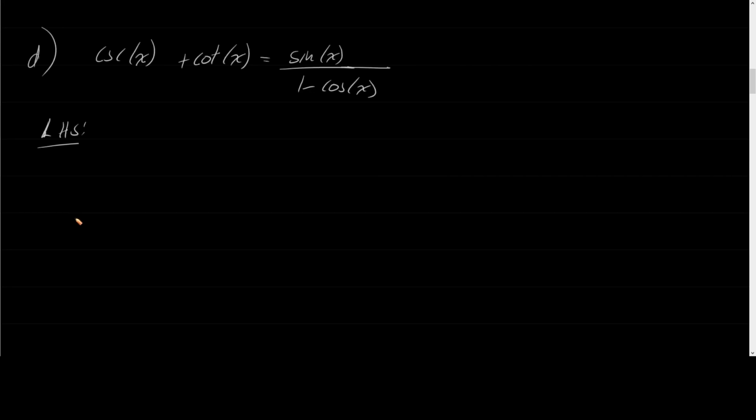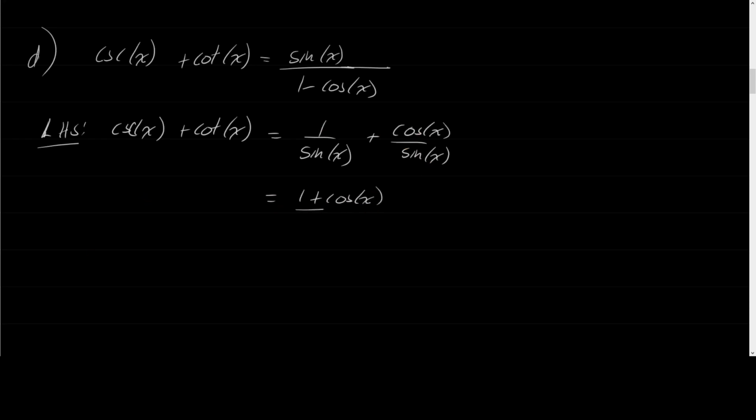All right. So starting with the left-hand side, cosecant. Well, let me just go ahead and rewrite it. So I have cosecant x plus cotangent x. Well, cosecant is 1 over sine. Cotangent is cosine over sine, which gives me that I have 1 plus cosine x over sine x. Right, because I have a common denominator, so I can just go ahead and rewrite it that way.